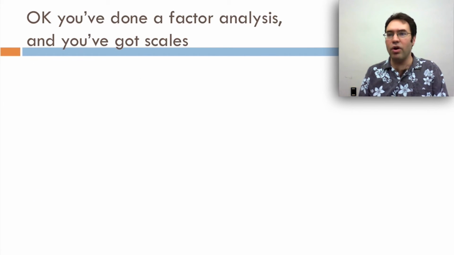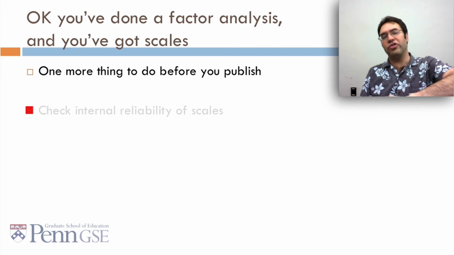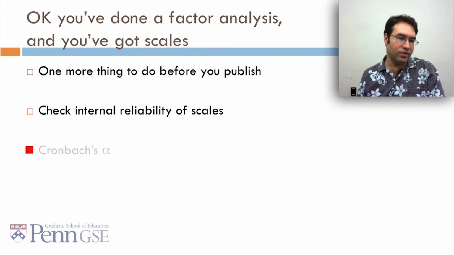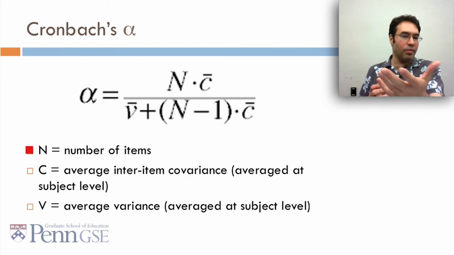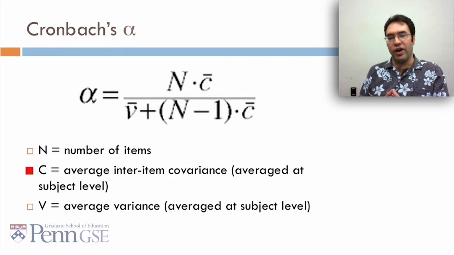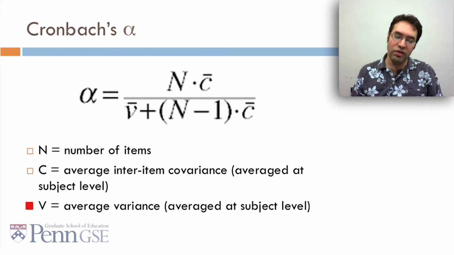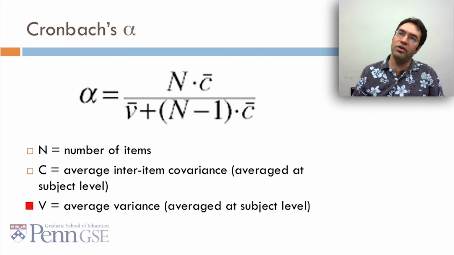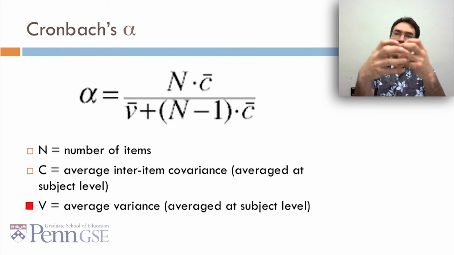Okay, so you've done a factor analysis. You've got your scales if you want them. One more thing to do before you publish. Check your internal reliability of your scales. And people typically do this using Cronbach's alpha. Alpha is a function of the number of items, the average covariance of those items, and the average variance overall. And when you do Cronbach's alpha, it'll give you an idea of how consistent each of your factors are internally. And this is important because if you want to do a questionnaire and you want to publish using your questionnaire and you don't report Cronbach's alpha, people are going to have some concerns and you may not be able to publish. It gives you an idea of not just is there a factor, but how internally consistent is your factor.